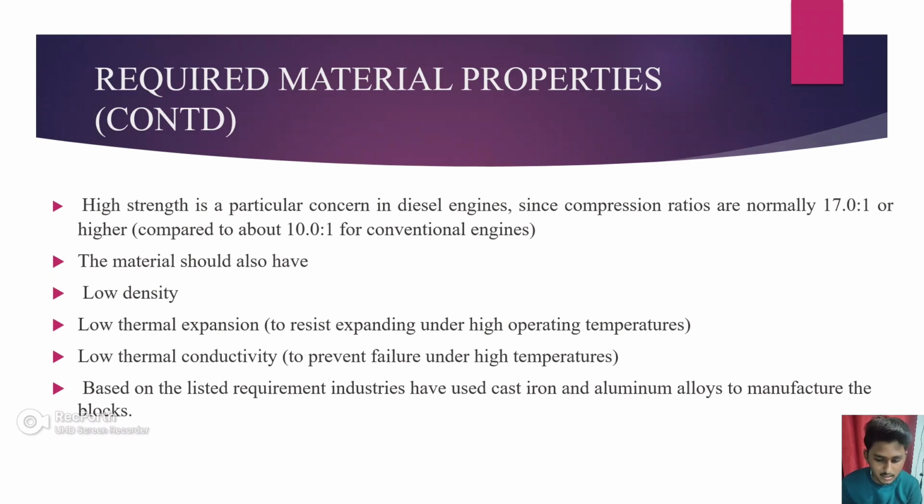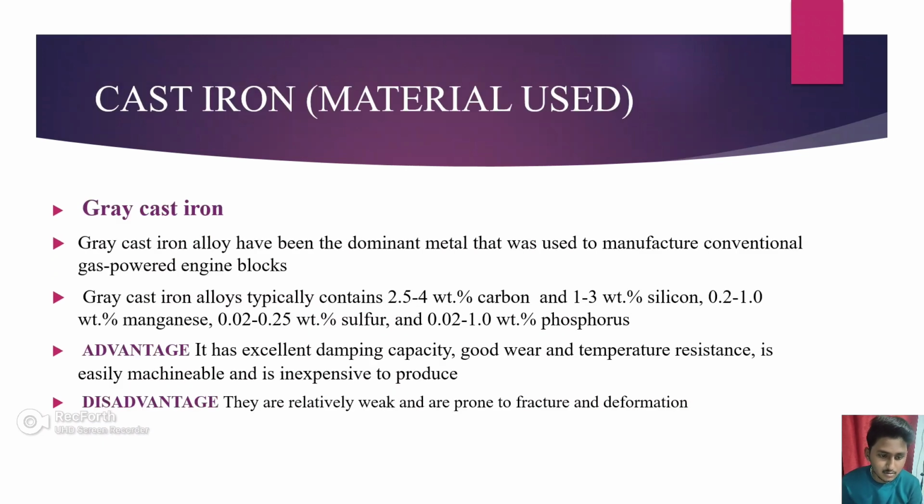Based on the listed requirements, industry has used cast iron and aluminum alloys to manufacture engine blocks. The material used for the engine block is mainly cast iron. In cast iron, grey cast iron alloy has been the dominant metal used to manufacture conventional gas-powered engine blocks. Grey cast iron typically contains 2.5 to 4 weight% of carbon, 1 to 3 weight% of silicon, 0.2 to 1 weight% of manganese, 0.02 to 0.25 weight% of sulfur, and 0.02 to 1 weight% of phosphorus.